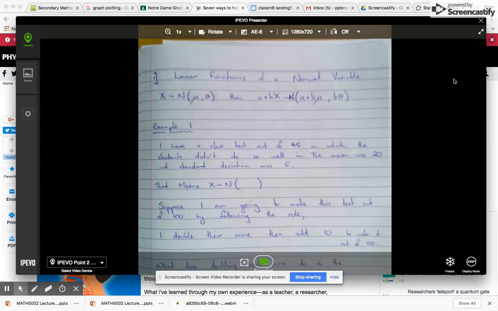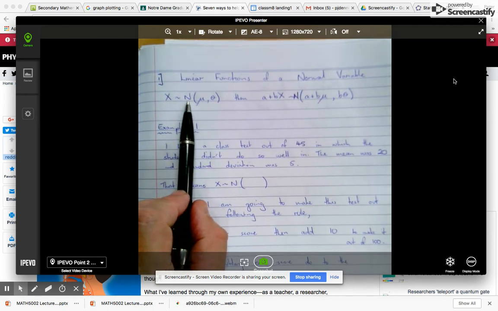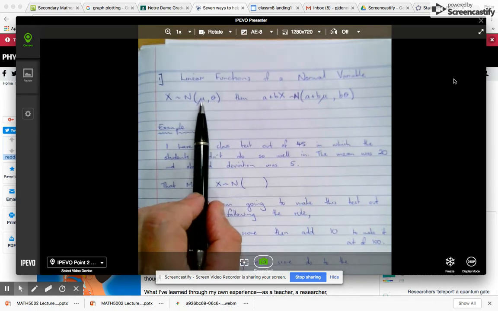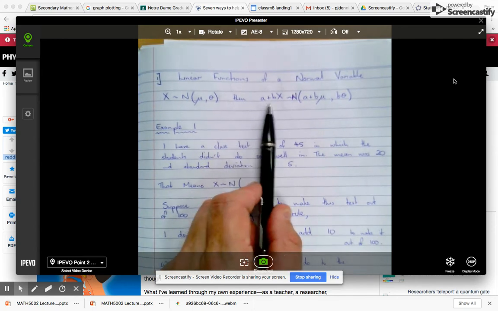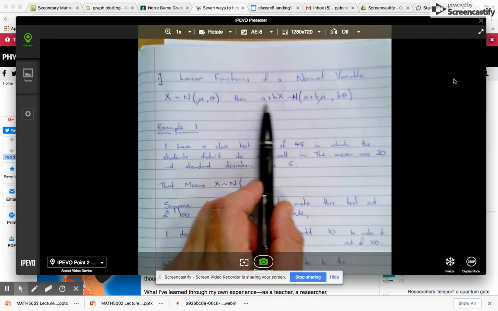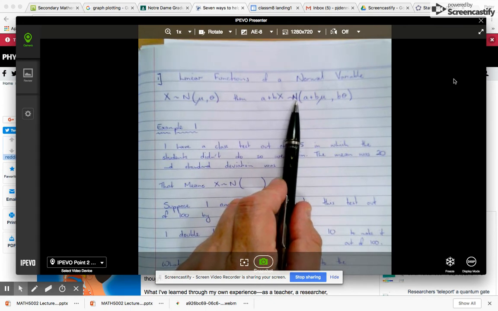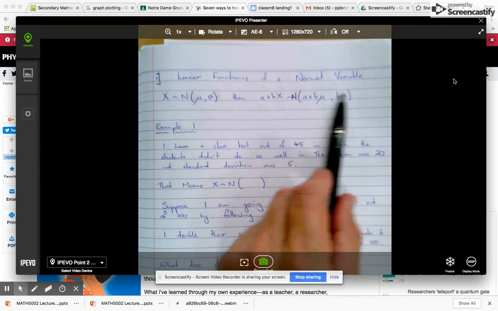This is the last little bit of that lecture that Alan was talking about. This is linear functions of a normal variable. Our data set is normally distributed with a mean of mu and a standard deviation sigma. So that's all this terminology means. Then we adjust it by applying some formula, a plus bx, and the distribution will stay normal. The new mean will be this, and the new standard deviation.